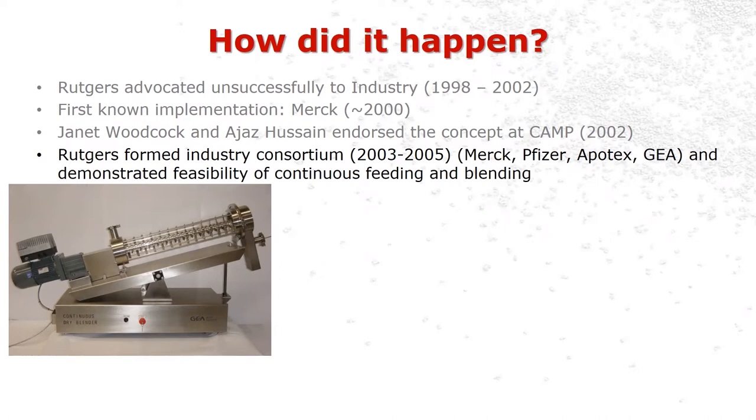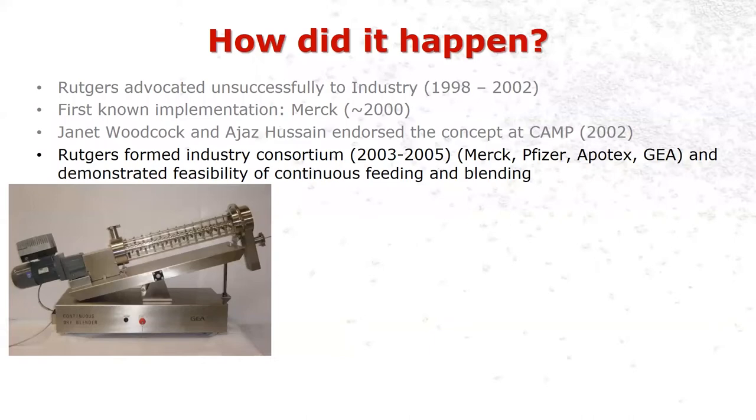And at the same time, we were able to form a consortium at Rutgers that included Merck, Pfizer, Apotex, and GEA. And we started working on continuous blending. And that's a picture of the early version of the GEA inclined blender that was the main thing that we were looking at the time.